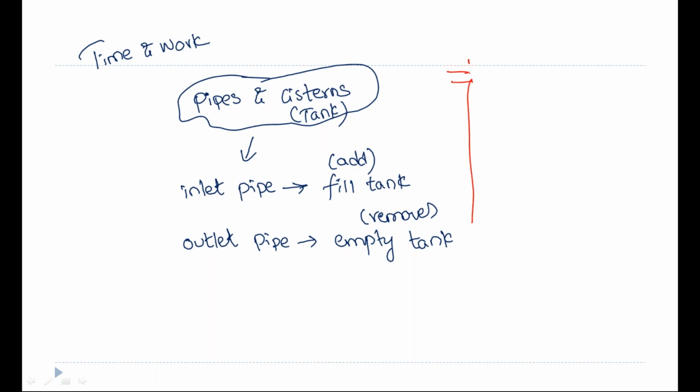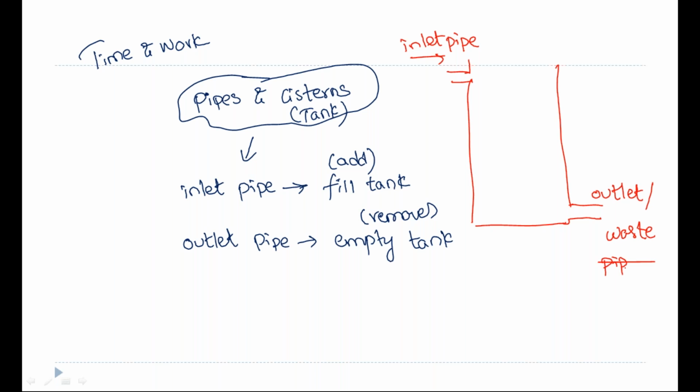Here, suppose this is the pipe which is filling the tank, and you have a pipe which is emptying the tank as well. These filling the tank are inlet pipes. This is the outlet pipe or waste pipe. The outlet pipe or waste pipe is generally used to empty the tank, whereas the inlet pipe is used to fill the tank. So now opposite work is there: one is filling, one is removing. This type of opposite work we didn't discuss in time and work.